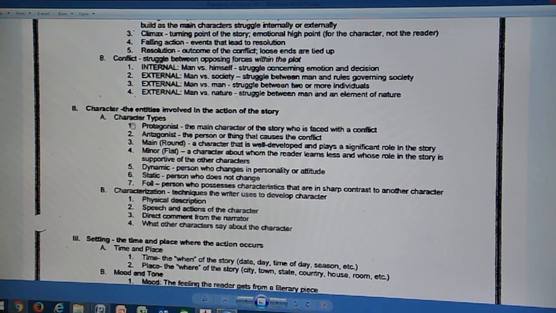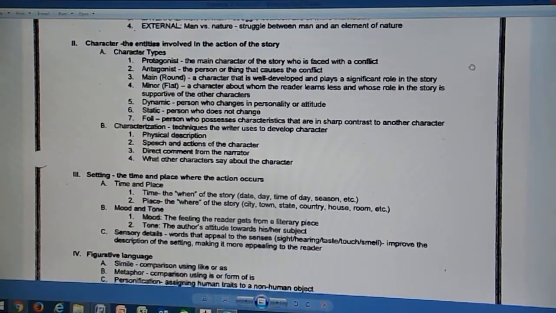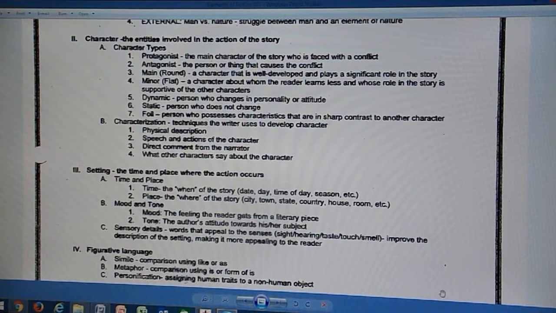Now we're going to move on to character. The characters are the entities involved in the action or the story. Now, these characters do not have to be human. It might be animals, it might be claymation characters, it might be human beings, it might be aliens. So just remember that characters in a story can be real people, they can be imaginary creatures, they can be animals, like in the case of Charlotte's Web. So don't get hooked into characters as just being people, because that's not true. Think of all the characters you know from, say, Beauty and the Beast.